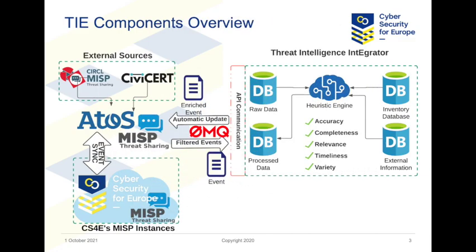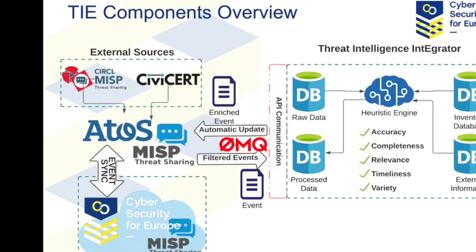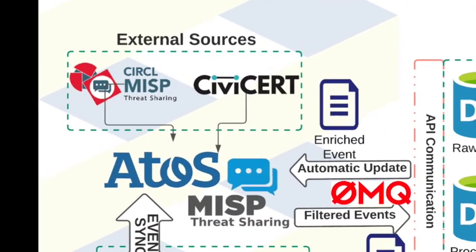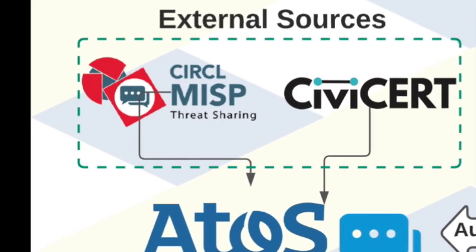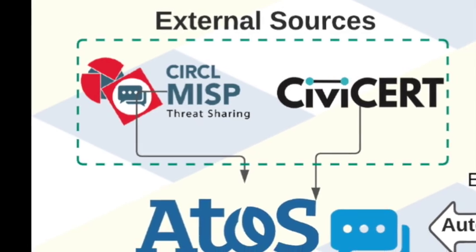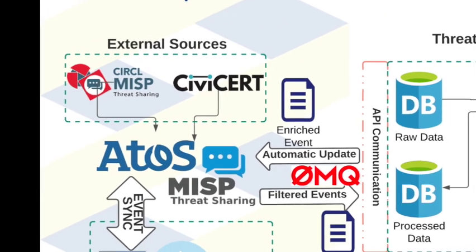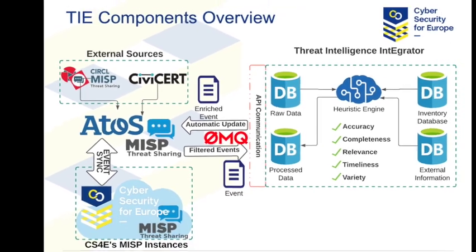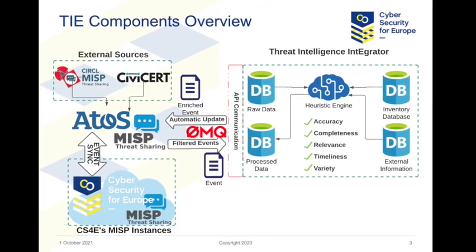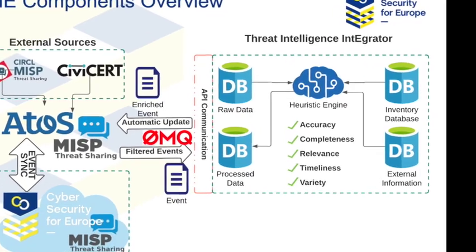The components that are part of the TIE Asset workflow can be divided into three parts. The first part is the external sources of information that are synchronized with the MISP instance of the TIE. The MISP instance of the TIE is responsible for receiving this data and acting as a communication bridge between the heuristic engine, the instances that consume the TIE information, and the external information sources.